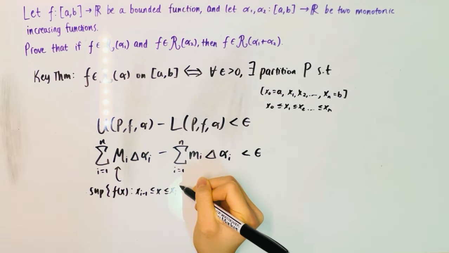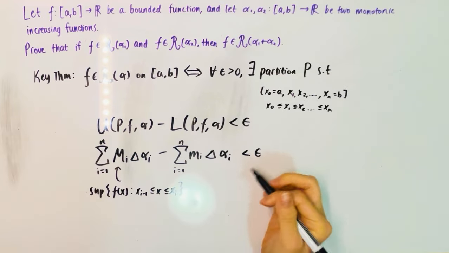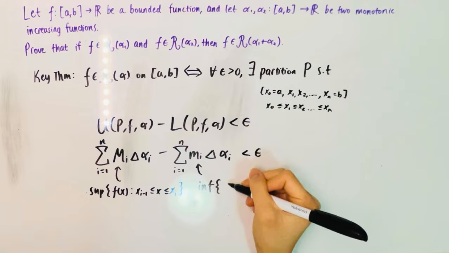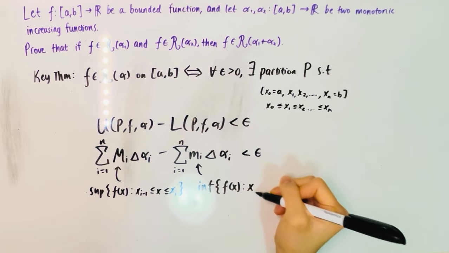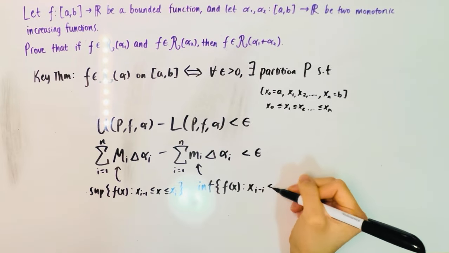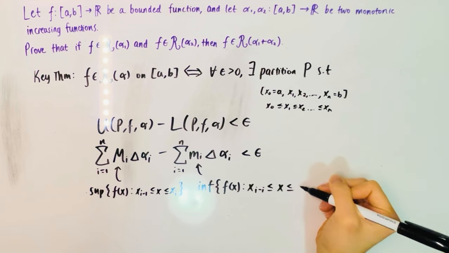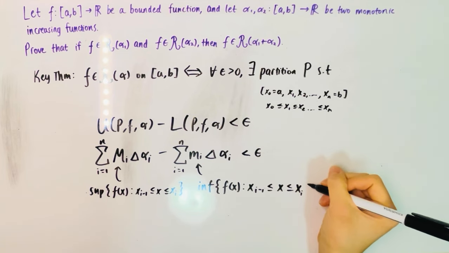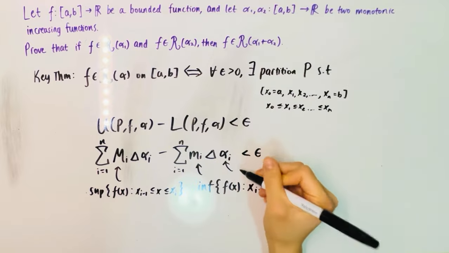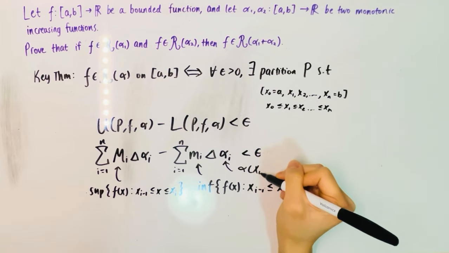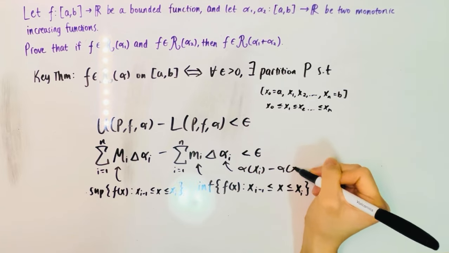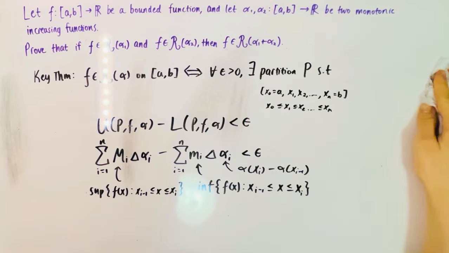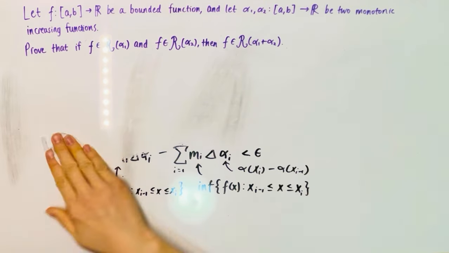So in other words, x is in the interval [xi minus 1, xi]. Similarly, mi is the infimum of f of x, where x is on the closed interval [xi minus 1, xi]. And delta alpha i is just alpha of xi minus alpha of xi minus 1. All right, so with those definitions out of the way, let's tackle this problem.